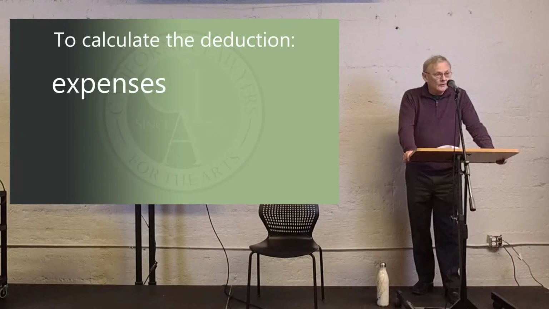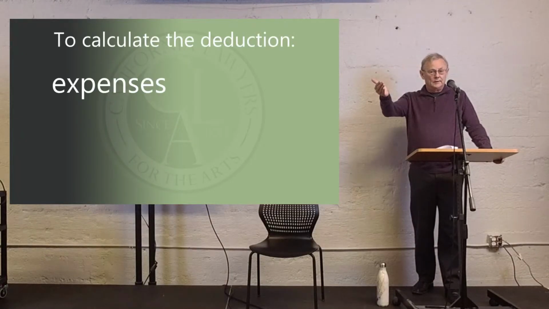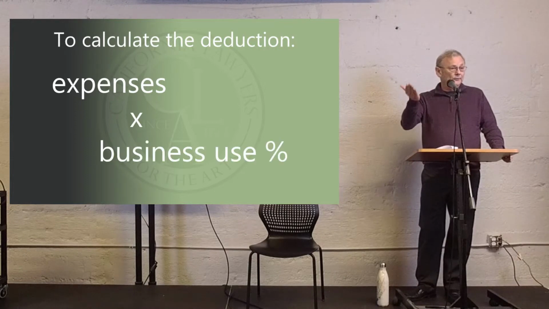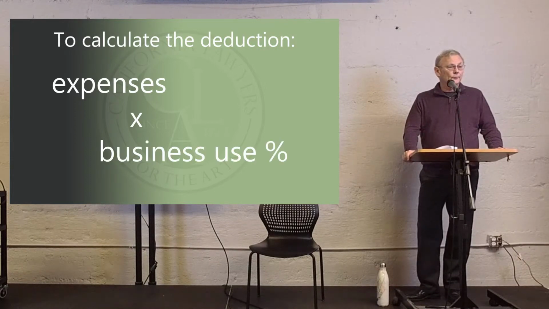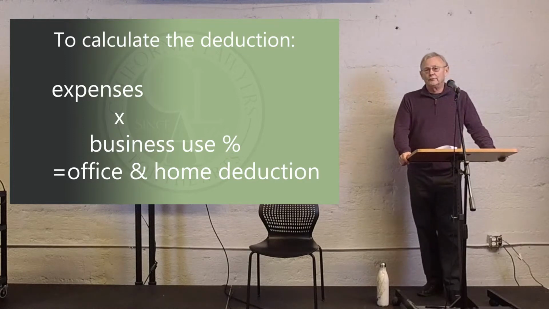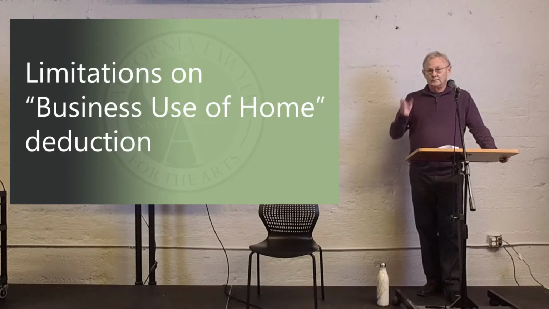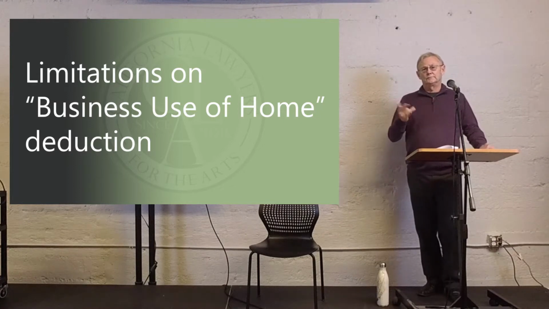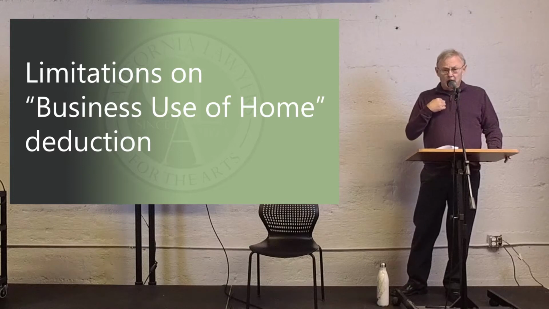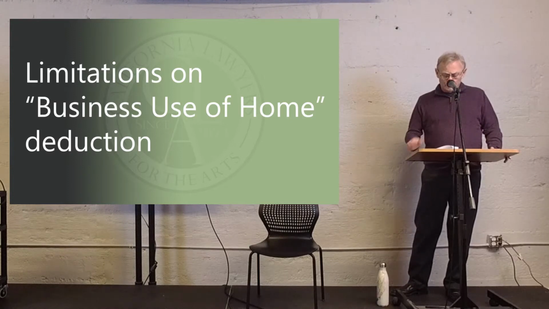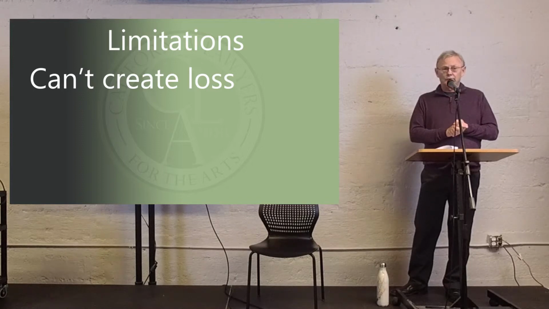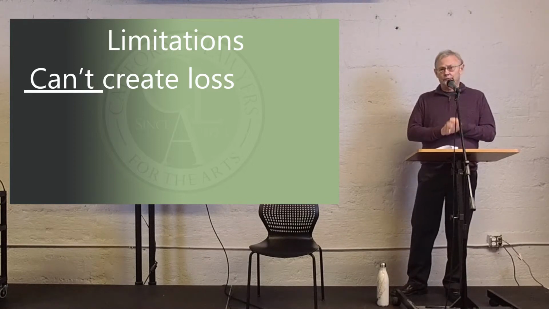Then what we do, we basically have added up all of our expenses, and then we just multiply them by our business use percentage, just like the car expense, and that will give you your office and home deduction. Now, there are limitations to this. With autos, you can take it, there are no limitations, assuming you're doing it correctly. With a business use of home, you can't create a loss with this deduction.